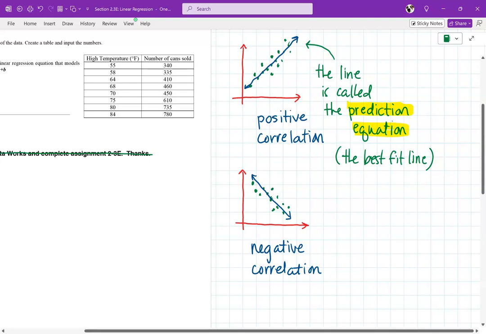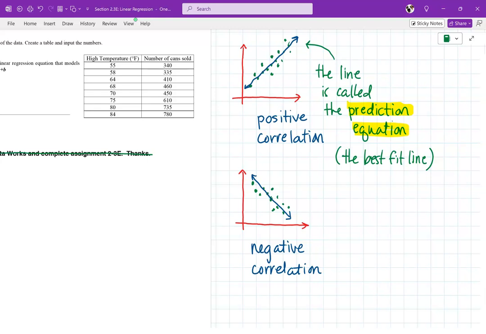Why is it called the prediction equation if I just told you the line best fits the points? Because remember how I told you earlier, if I draw a line and it only represents 20 years, I can still use that line for 40 years, 80 years, 100 years. I can predict based on that line that I draw. So that's why they call it a prediction equation as well.